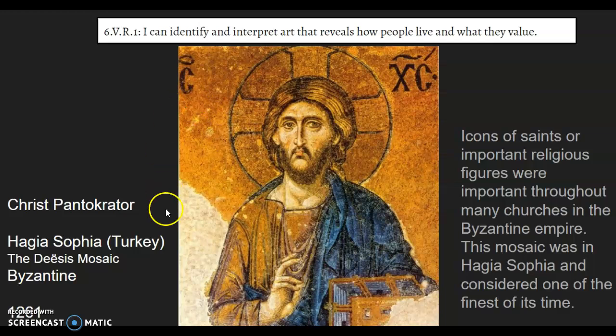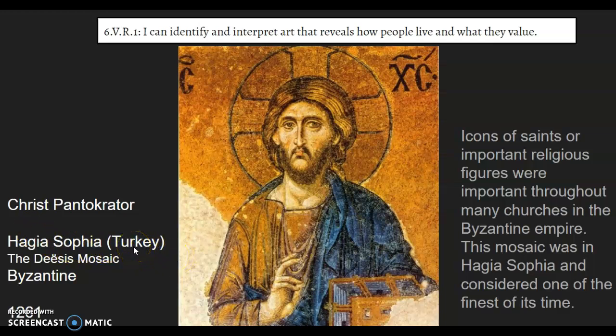Now here's the most famous Byzantine artwork, and it's an example of a religious figure. This particular religious figure is called Christ Pantocrator, and so this is representing the religious figure of Christ, and icons of saints or other religious figures were important throughout many churches in the Byzantine Empire. This particular mosaic was in a building called Hagia Sophia. This word that I'm highlighting right here is Hagia Sophia, and it's considered one of the finest mosaics of its time. So the Hagia Sophia is a church in Turkey.